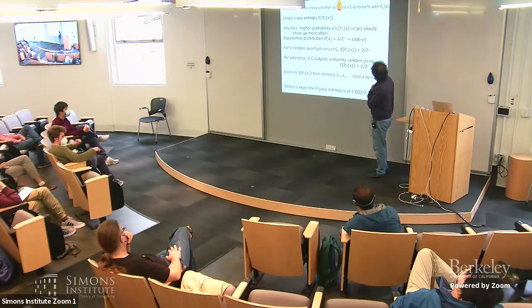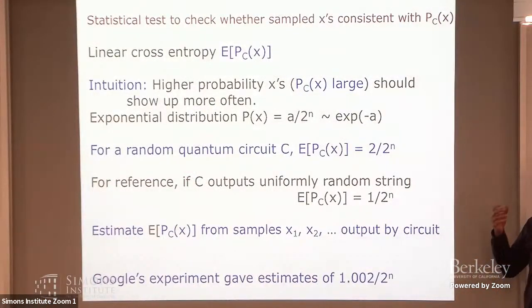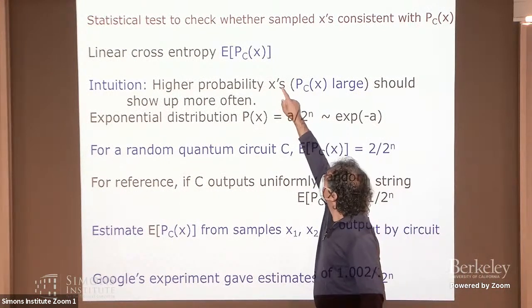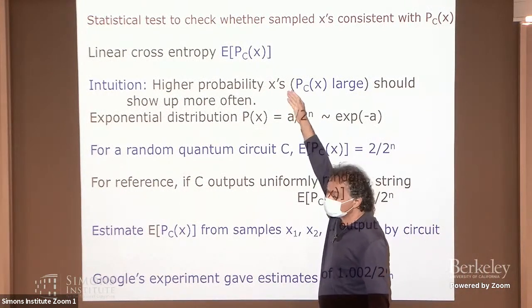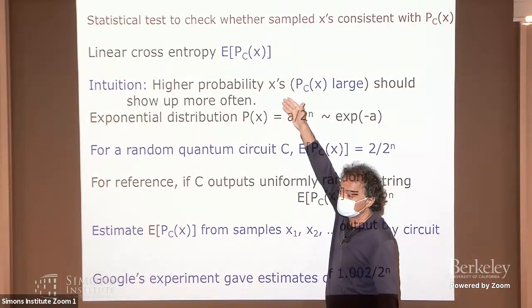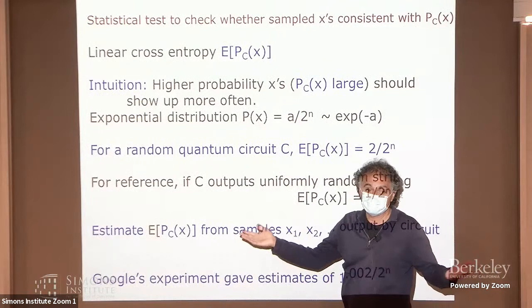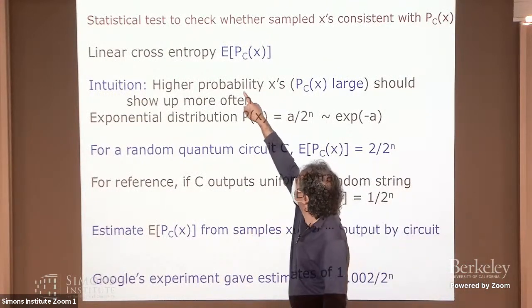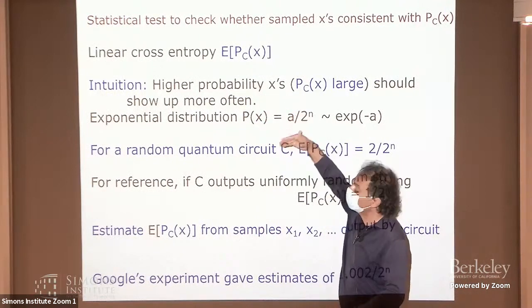A statistical test to check whether the sample X's are consistent with the theoretical probabilities of generating X. The measure that was eventually used in the Google experiment was linear cross entropy, which is just the expected value. So in other words, you actually measure X, you compute P sub T of X, and now you compute the sample average of that. So you're coming up with an approximation for the expected value of P sub T of X.